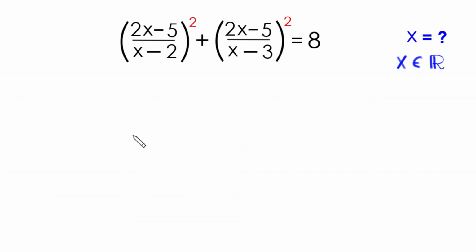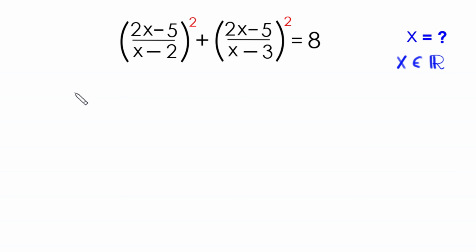Hello everyone, welcome to how to solve this very nice algebra equation: (2x minus 5 over x minus 2) whole squared plus (2x minus 5 over x minus 3) whole squared equal to 8. Our job is to find all possible values of x such that x is a real number.